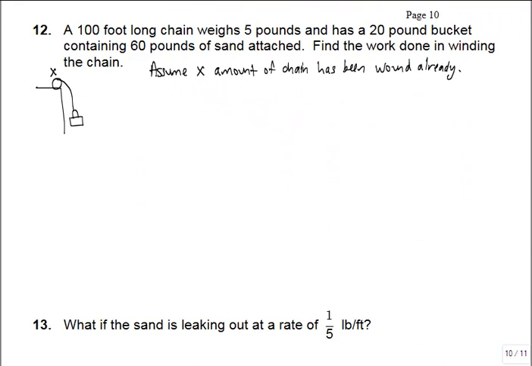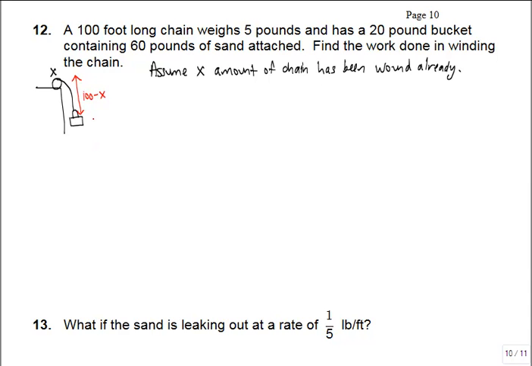Okay, next example. This time we have a 100-foot-long chain weighing 5 pounds and has a 20-pound bucket containing 60 pounds of sand attached. Find the work done in winding the chain. So again, I'm going to assume that my X is the amount of chain that has been wound already around this pulley. So if I already have X pulled up, and this was a 100-foot-long chain, then the amount of chain I have left still hanging down and causing me to have a weight that's pulling me down is going to be 100 minus X.